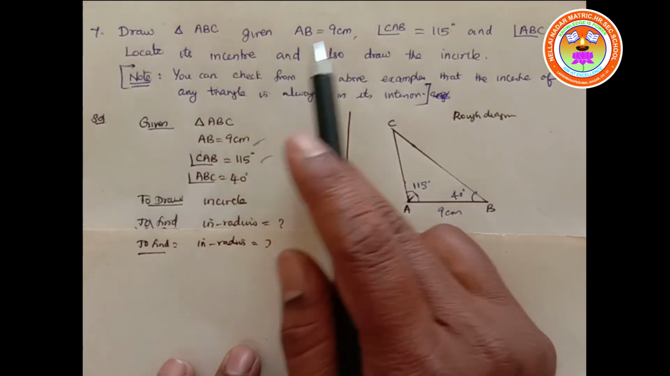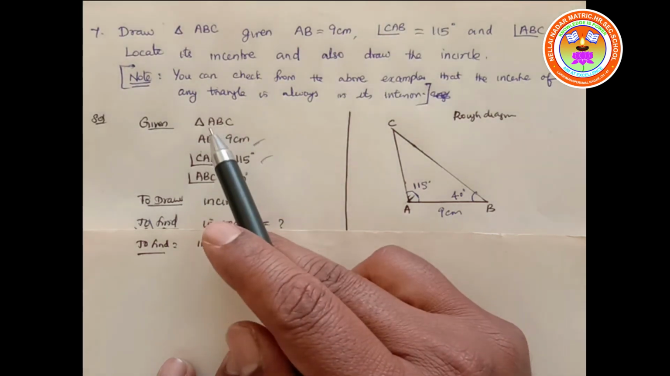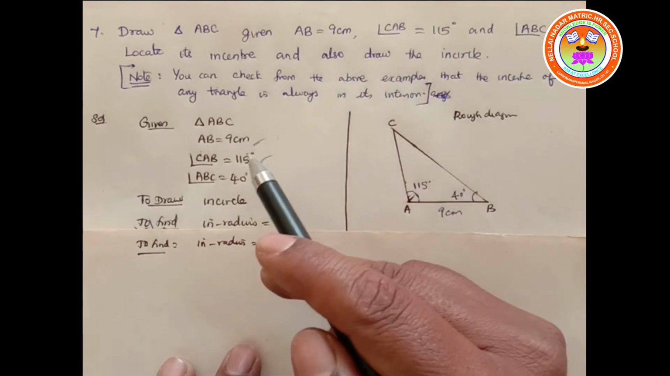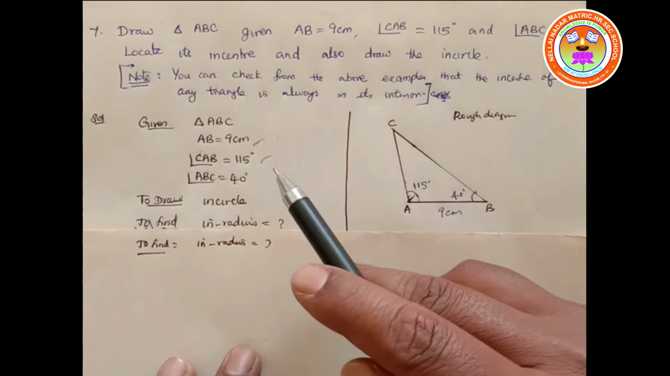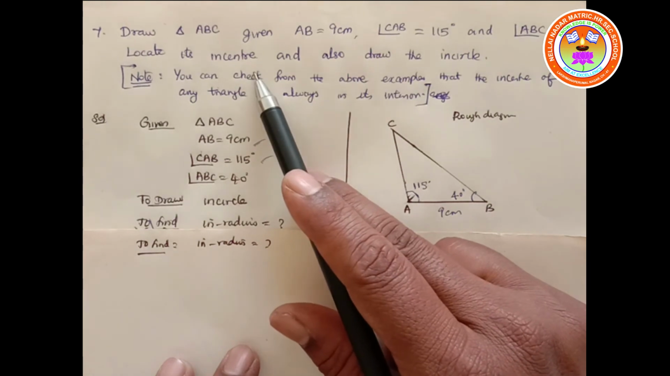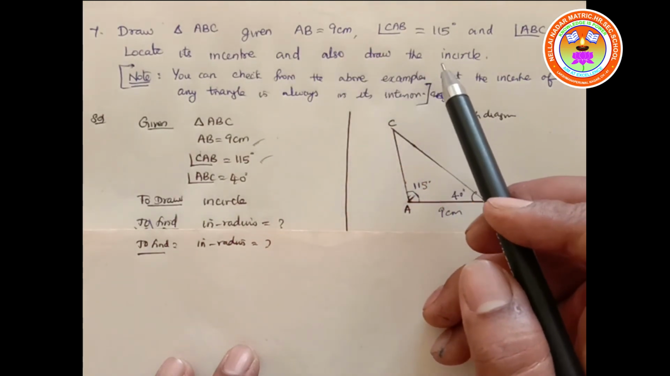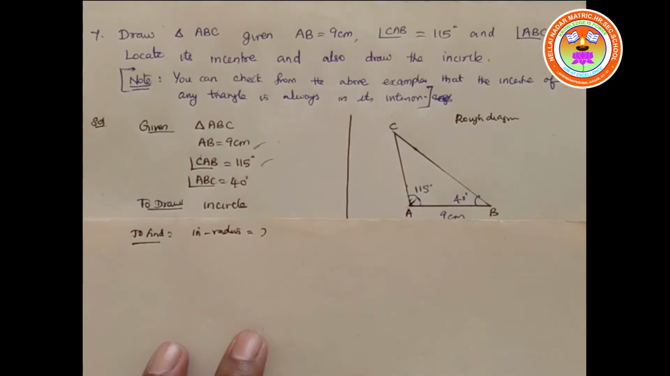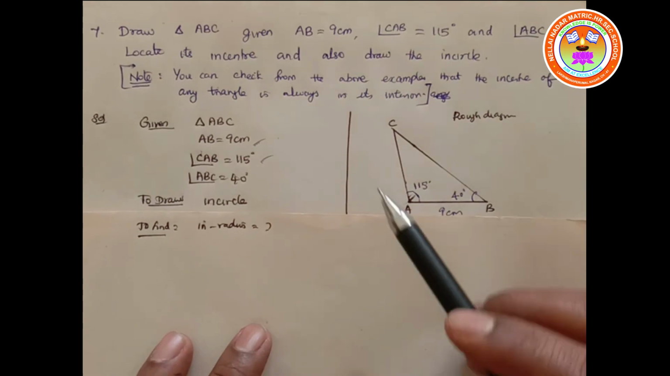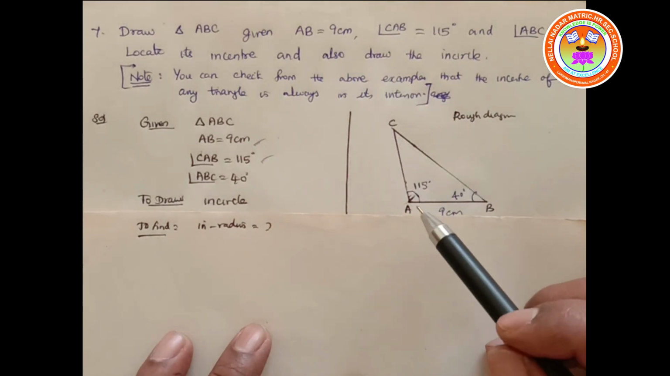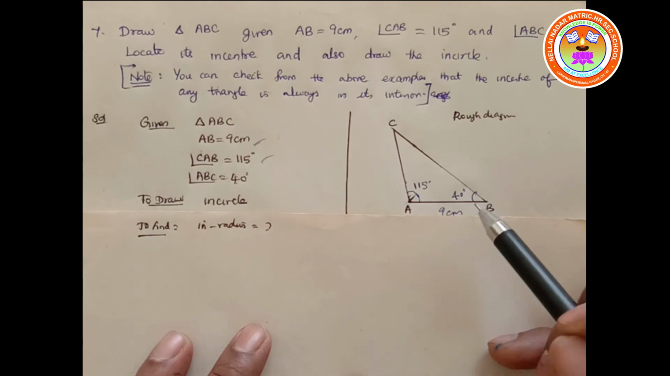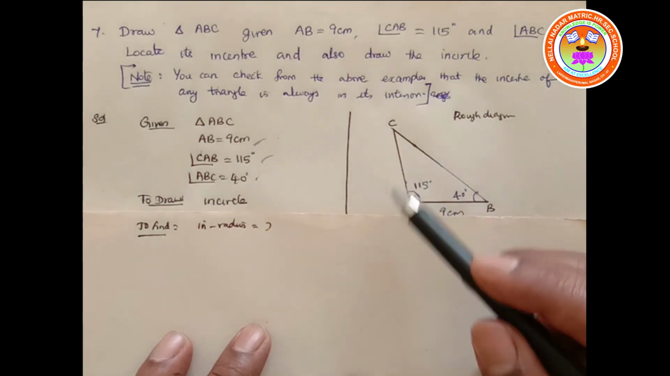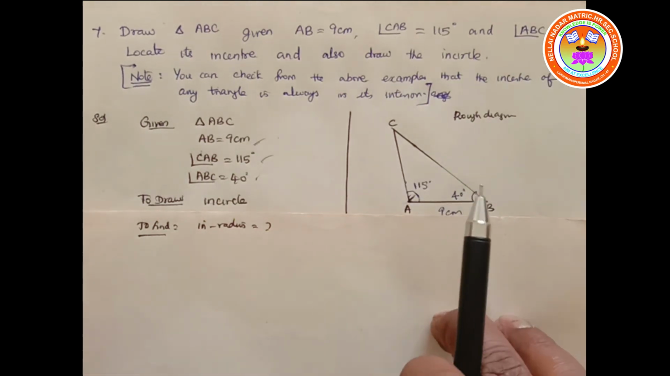Draw a triangle ABC. Given AB equal to 9 centimeter. So what is given? A triangle ABC. AB equal to 9 centimeter. Angle CAB equal to 115 degree. Angle ABC is equal to 40 degree. And locate its incenter and also draw the incircle. So draw incircle and find inradius. It's clear children. First draw AB equal to 9 centimeter, and angle A is equal to 115 degree. Again angle ABC is equal to 40 degree. Now this is a rough diagram for this. Now you will draw a fair diagram.